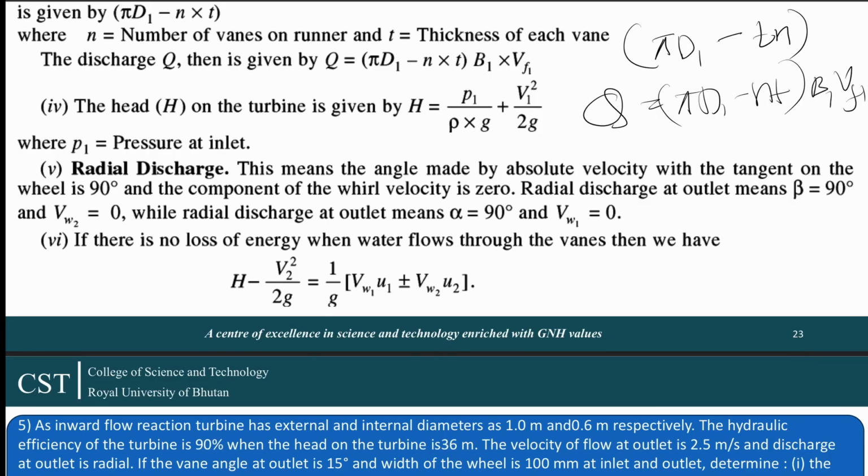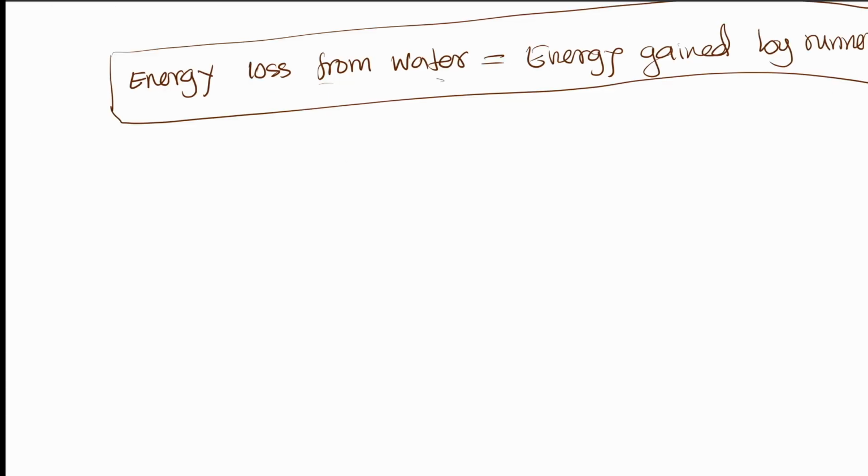The next one is the head on the turbine, how we got this formula, and how we finally reach it. For that, we will consider that the energy lost from the water will be equal to the energy gained by the runner, right? About the energy lost from the water, we will be taking only the head. And the energy gained by the runner can be in the form of power or in the form of work done. So basically we have the work done per second per unit weight, which can be taken as vw1 u1 divided by g.